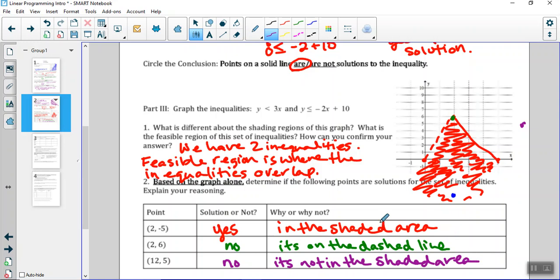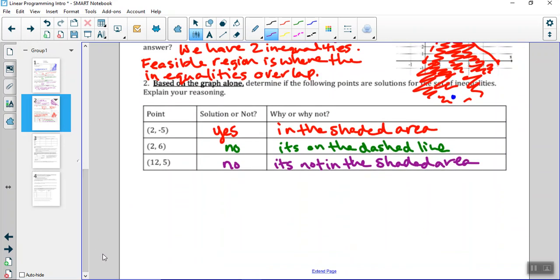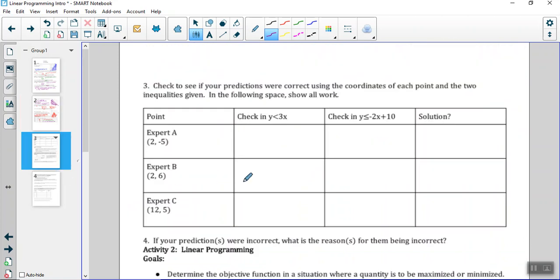But of course, we can also figure this out algebraically. So that's what we're going to do on the next page. Okay. Because there's a little bit of work involved here, you may want to split up into experts A, B, and C again. You can split up the work, but then make sure you get back together to share your results. So we're going to check and see if the point (2, -5) satisfies both inequalities.